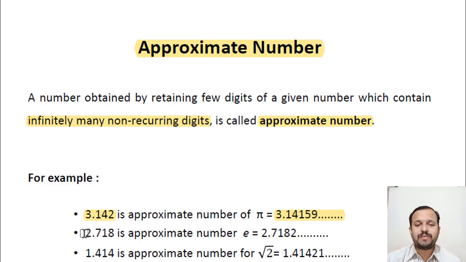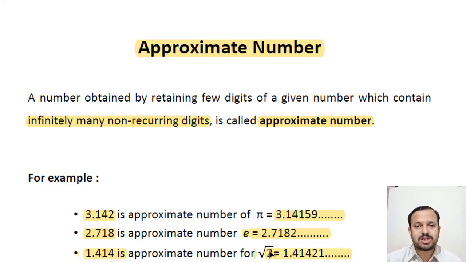Similarly, 2.718 is an approximate value of the Euler constant e, whose value is 2.71828 dot dot dot, like that. Similarly, the square root of 2, we know that it is also an irrational number. It has infinitely many decimal places, and after retaining only 3 digits after the decimal point, we will have this number. Therefore this is called the approximate number of root 2.